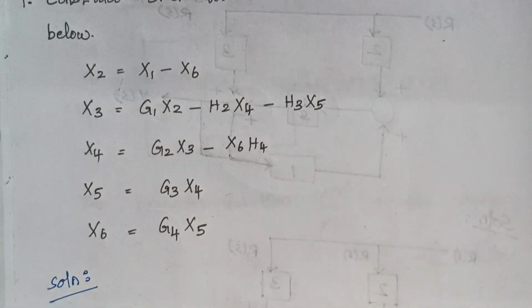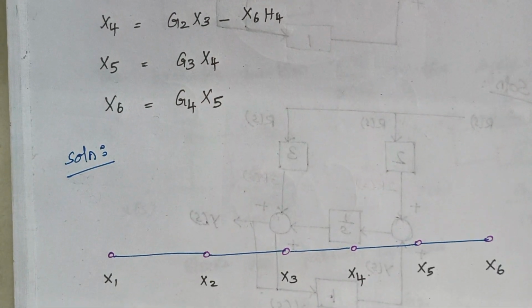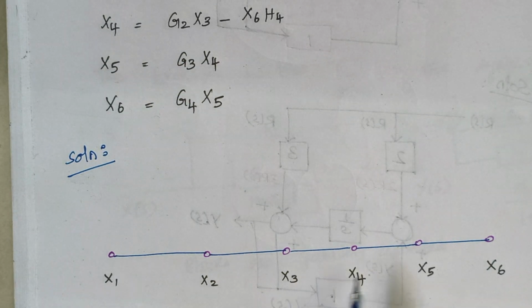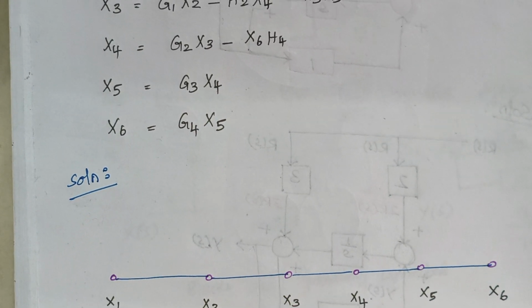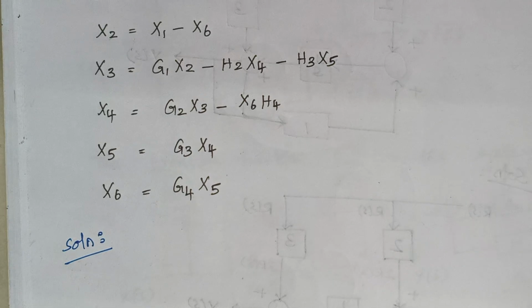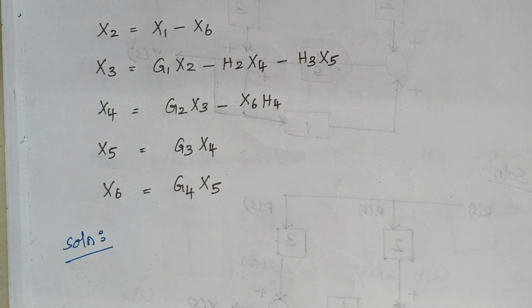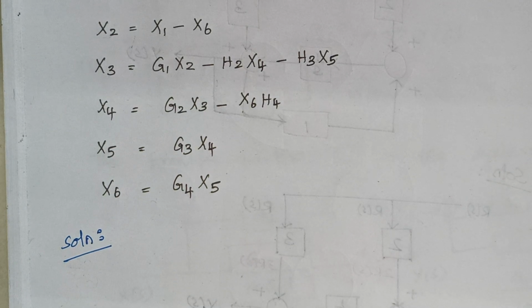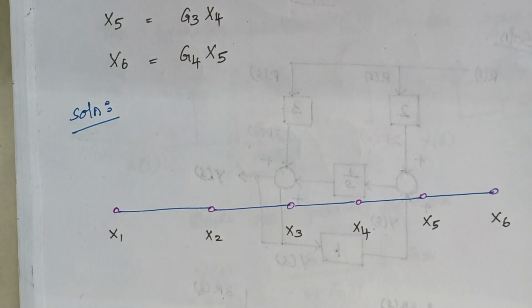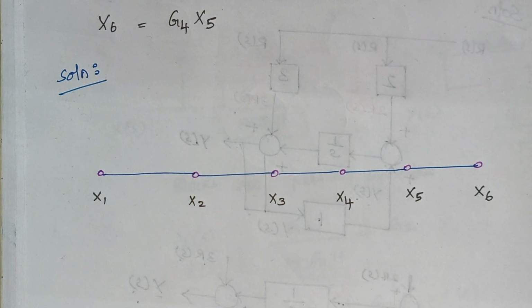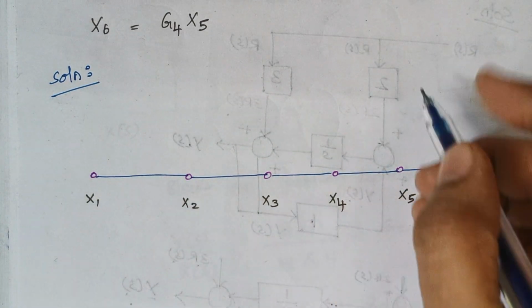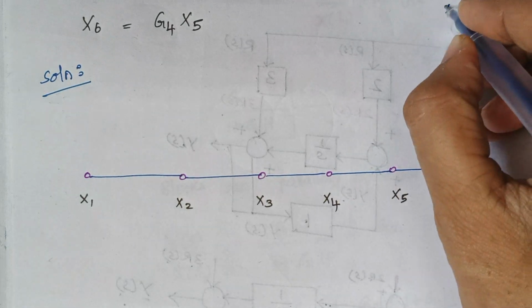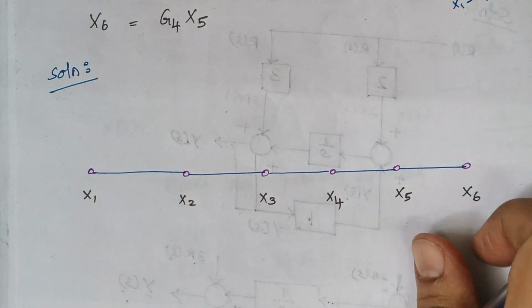So the first step is you initially draw the 6 nodes, and mark them accordingly x1, x2, x3, x4, x5 and x6, right? Now we start with equation number 1. So x2 is given by x1 minus x6. You see this is our x2, and just for our reference I am writing here, x1 minus x6.